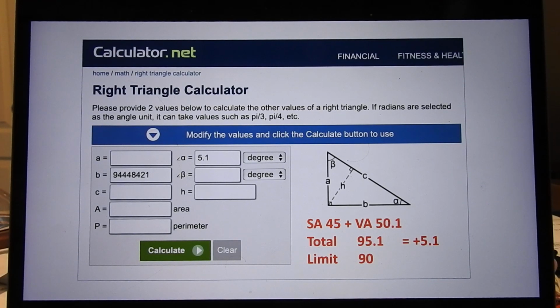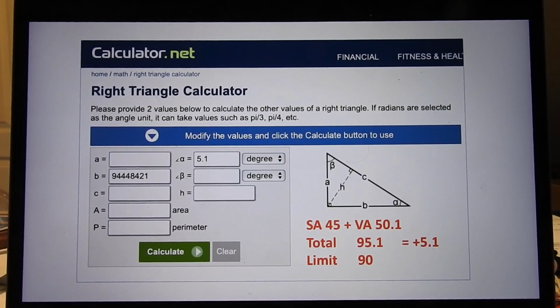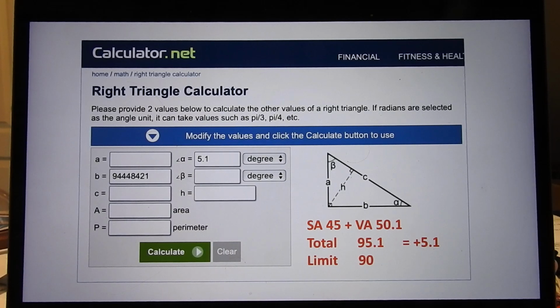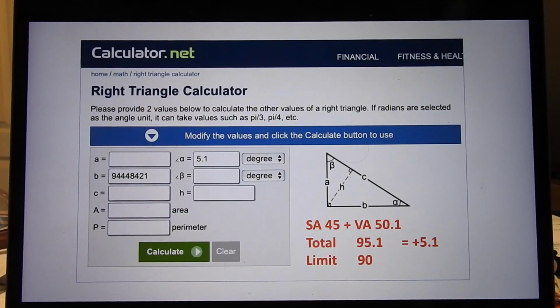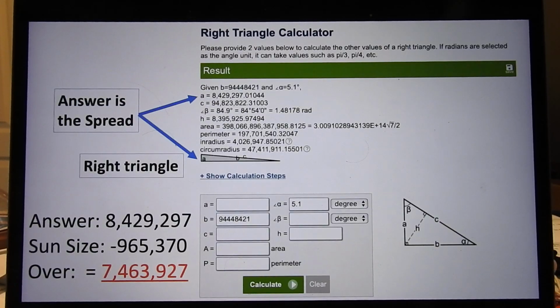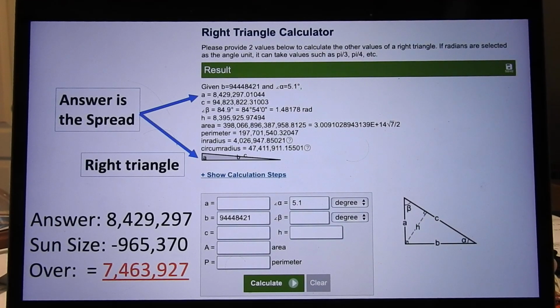And then how we can determine that, we go into calculator.net, we do a right triangle calculation. This is why I call it the right triangle of death. You're going to empty out or clear all the data boxes in the right triangle calculator. You're going to then enter 2 pieces of information. Angle A is what you were over the limit, which was 5.1 degrees for angle A. Angle B is the distance of the sun. Then you have 2 pieces of information, you're going to hit calculate, and you're going to get an answer. It's going to give you a result in A, which is 8,429,000 miles and some change.